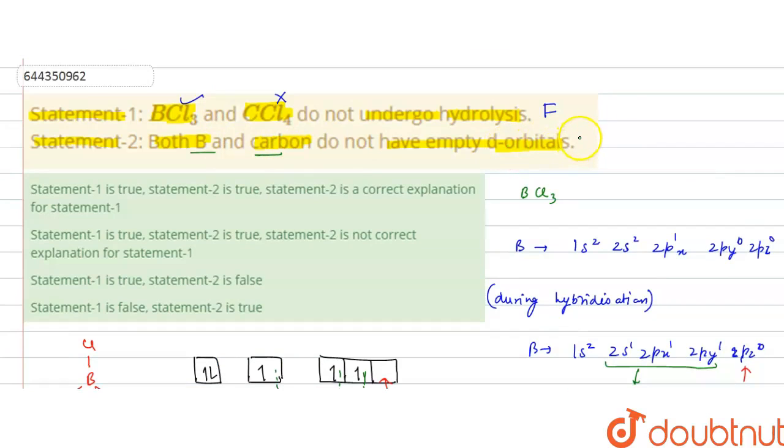So the correct answer to this question will be option D. Statement 1 is false and statement 2 is true. I hope you understood it.